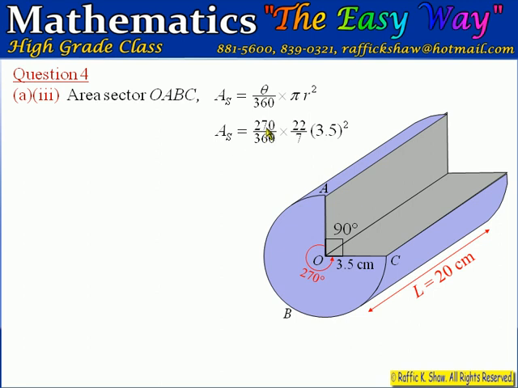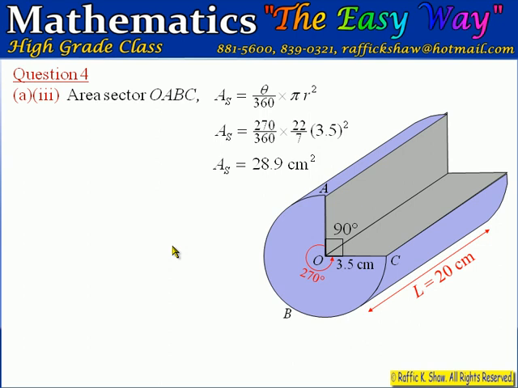The area of the sector is 270 divided by 360 multiplied by pi, which is 22 divided by 7, multiplied by the radius squared, and that is 3.5 squared. If we calculate all this, we see that AS, the area of the sector, is 28.9 centimeters squared. That's the area of this sector OABC.